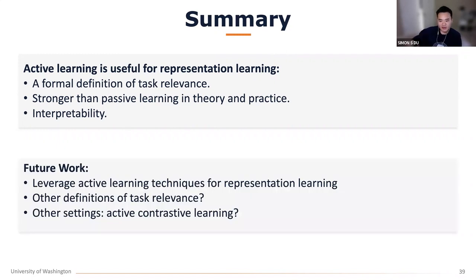So I think there are very fruitful future research directions. Leverage existing active learning techniques for representation learning. It's very promising, both in theory and in practice. And here we may need some other definition of task relevance. Also, we only study the multitask learning setting, and for representation learning there are many methods like contrastive learning and self-supervised learning, etc. Maybe you can develop active learning methods for those methodologies.